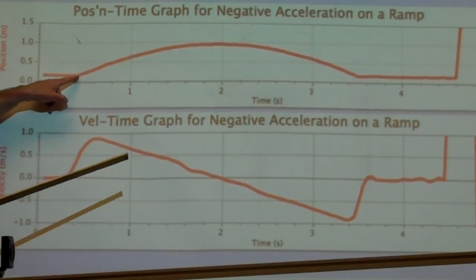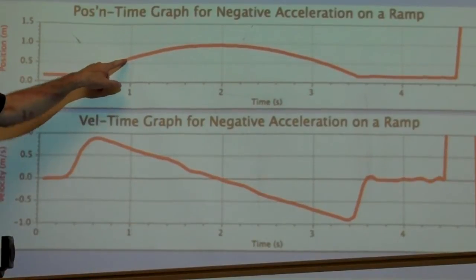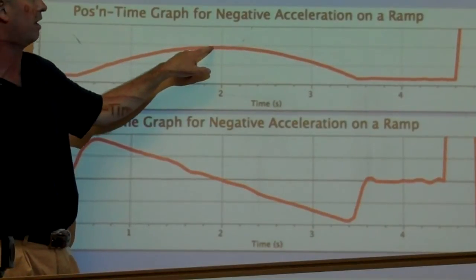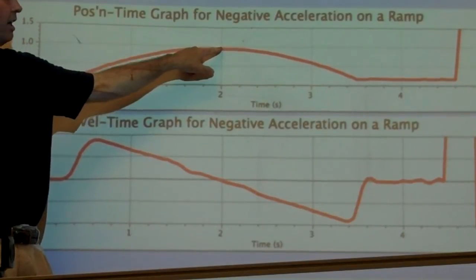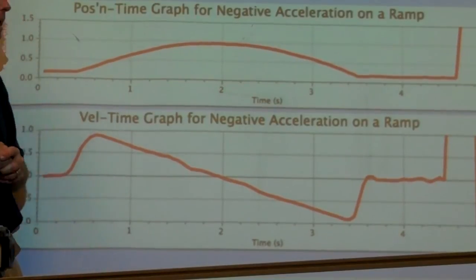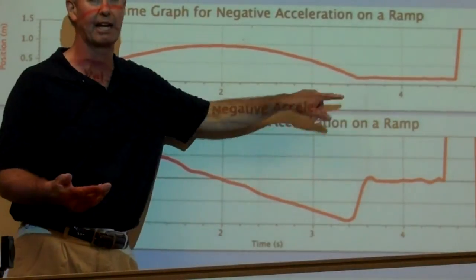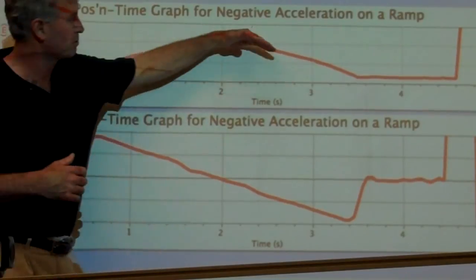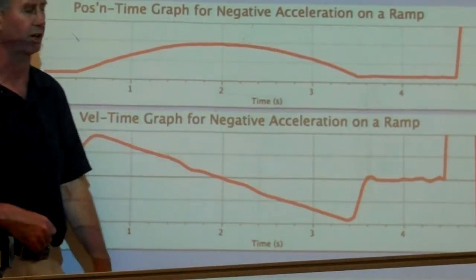We notice that once the cart is given its initial push, it begins to move in the positive direction. That is, the slope is positive. On a position time graph, the slope is the velocity. That all happens until about the 2-second mark, and at the 2-second mark, the slope is now 0, and the object's at its highest position along the ramp. After which time the object begins to roll back down the ramp, the slope becomes negative. So the object's now moving in the negative direction. We have negative slope, and the slope's getting bigger and bigger over the course of time until finally it gets near the bottom and I catch the cart.